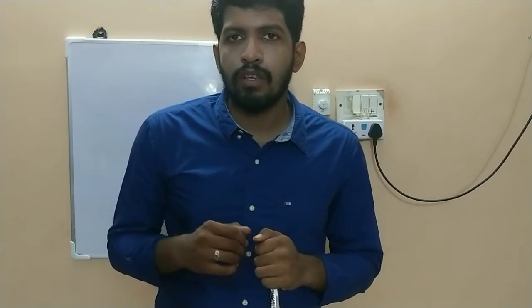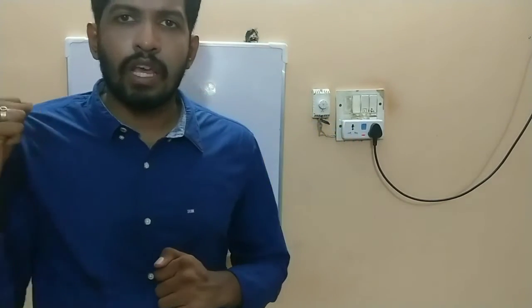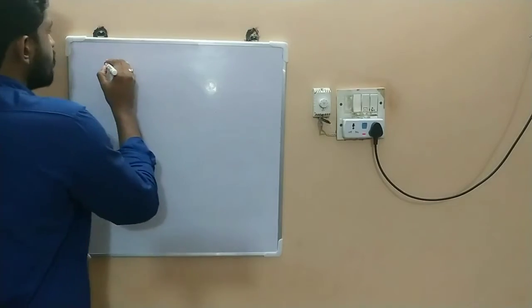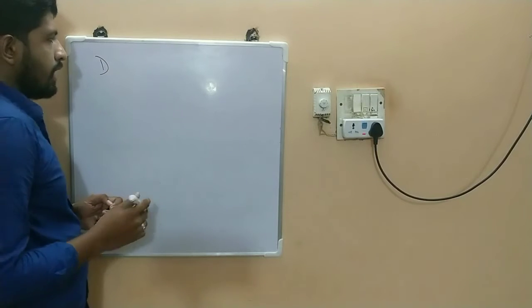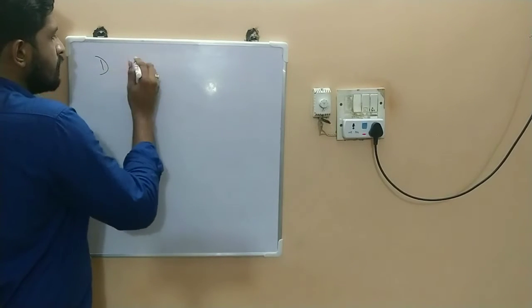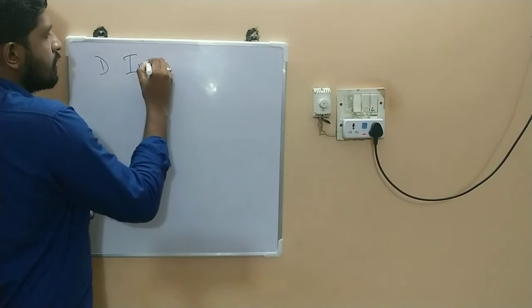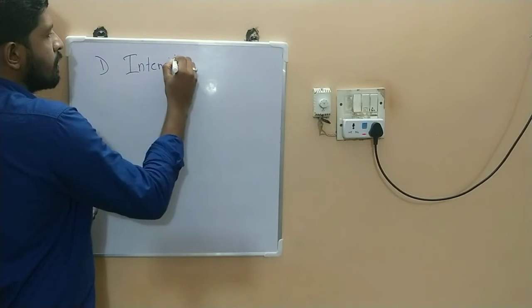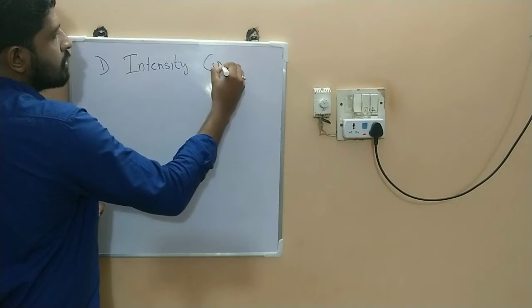In the next portion, we are going to explain how the particle nature of light can be used to explain the photoelectric effect of light. Certain properties of the photoelectric effect cannot be correctly explained by the wave nature of light. How can a particle nature of light explain the photoelectric properties? The first one is the explanation of intensity with current.